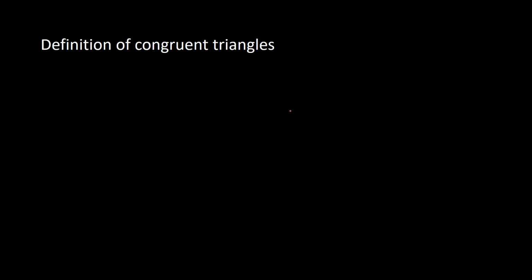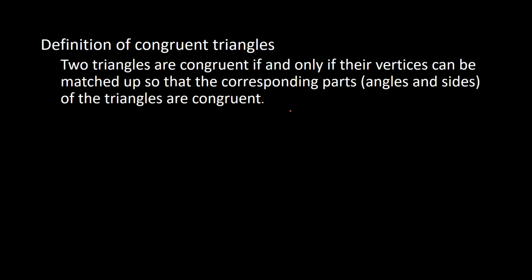So our definition of congruent triangles is: two triangles are congruent if and only if their vertices can be matched up so that the corresponding parts of the triangles are congruent. And this goes with any shape, not just triangles. It could be a quadrilateral, pentagon, etc., where two shapes are congruent if and only if their vertices are matched up so the corresponding parts are congruent.